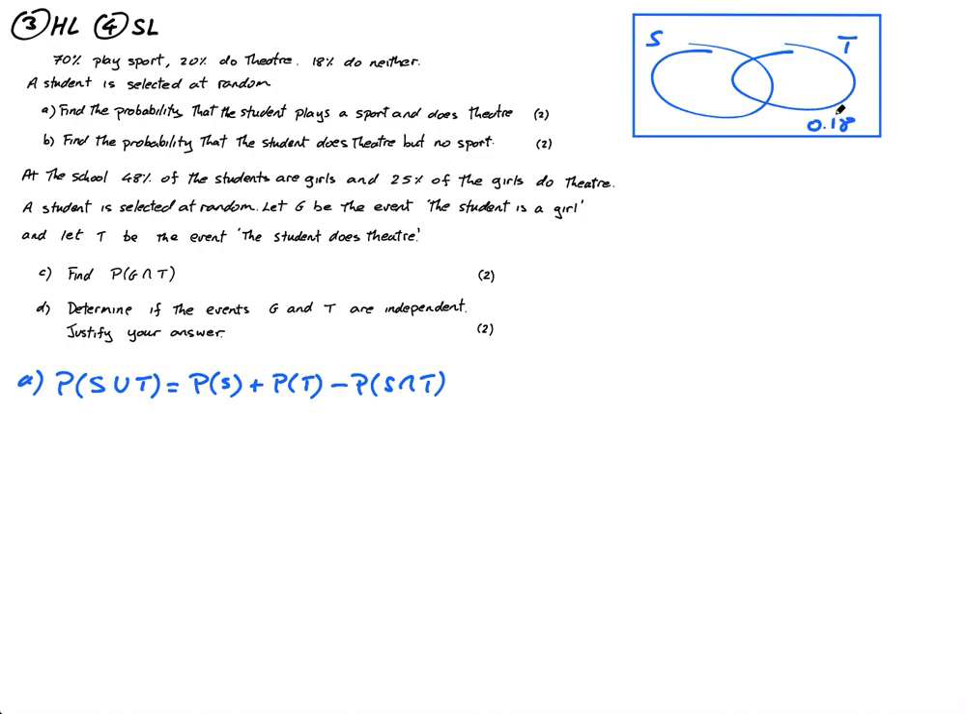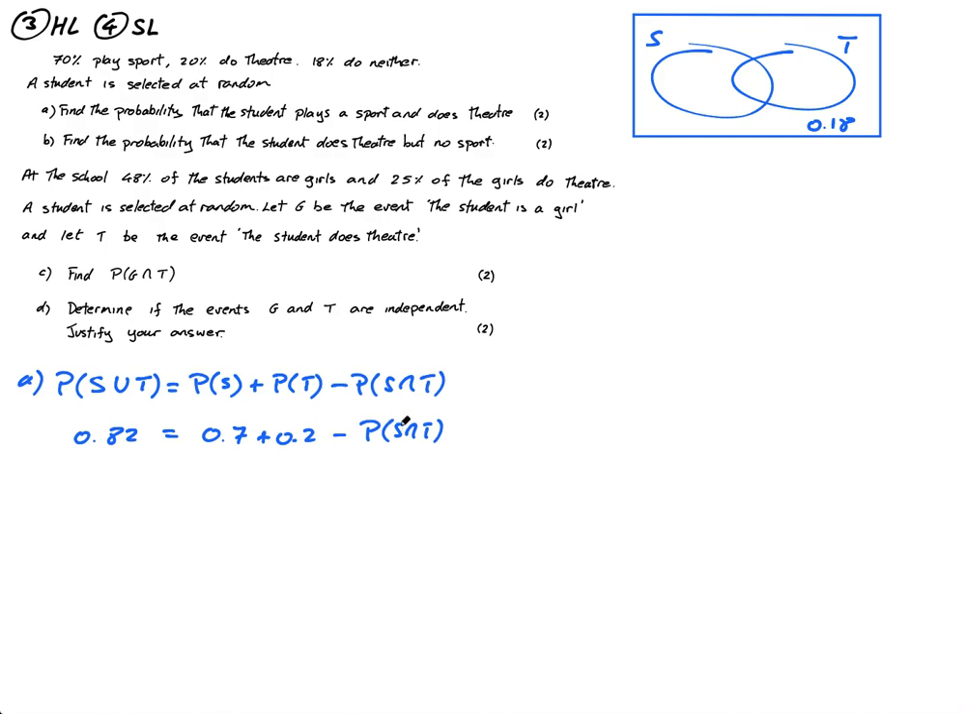But I know 0.18 is neither do sport or theater. So if 18% of students don't do sport or theater, what percentage of students do at least one of them? Well, it's 1 minus this. So this has to be 0.82. Probability of S, sport, we have it, it's 0.7. Probability of theater, we also have that, it's 0.2. And then this is the thing that I don't have, S intersection T.